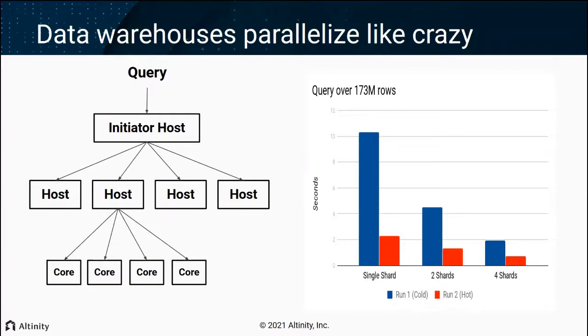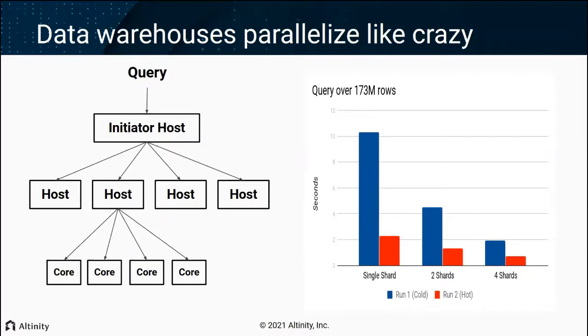The result is that, particularly if the queries are mostly doing IO and measurements, we can basically get linear performance just by adding more hosts. And this table that's shown on the right side gives a graphical illustration of that.